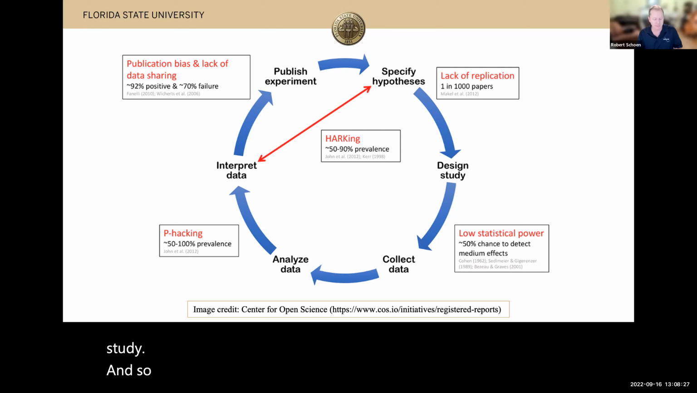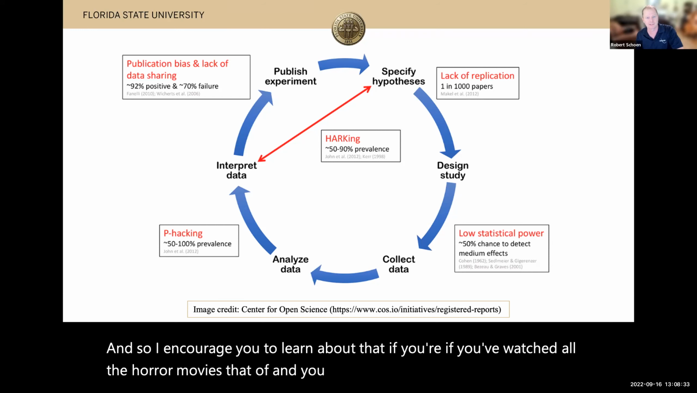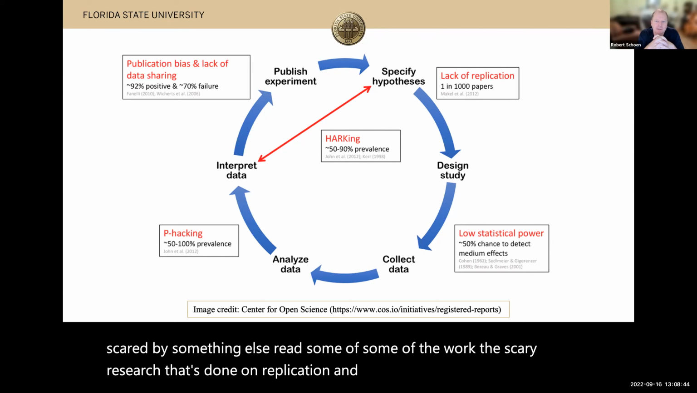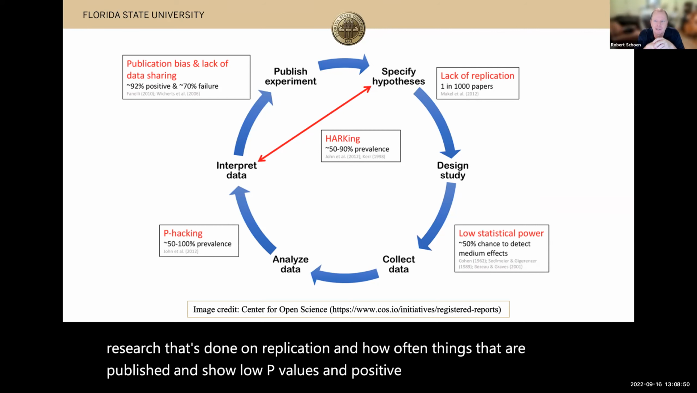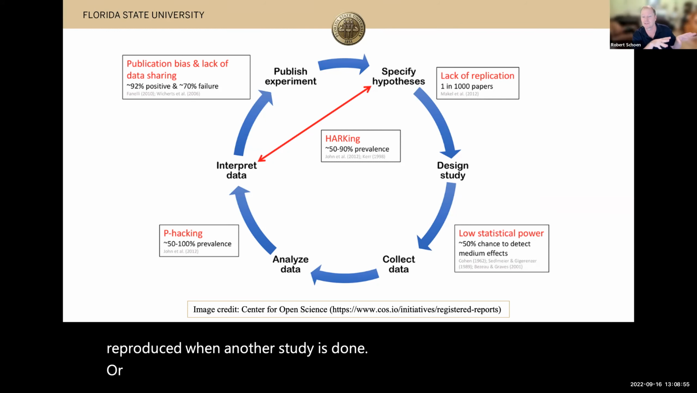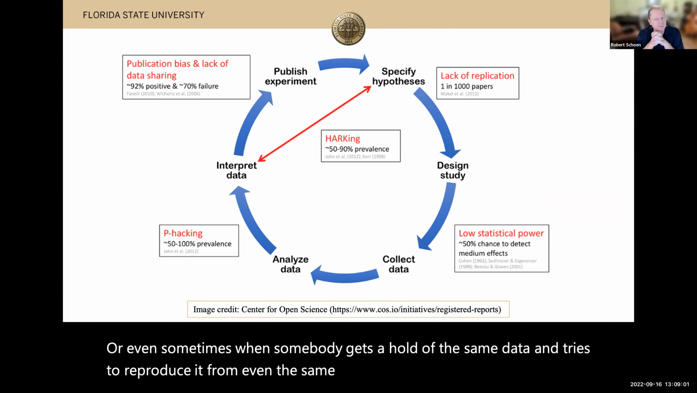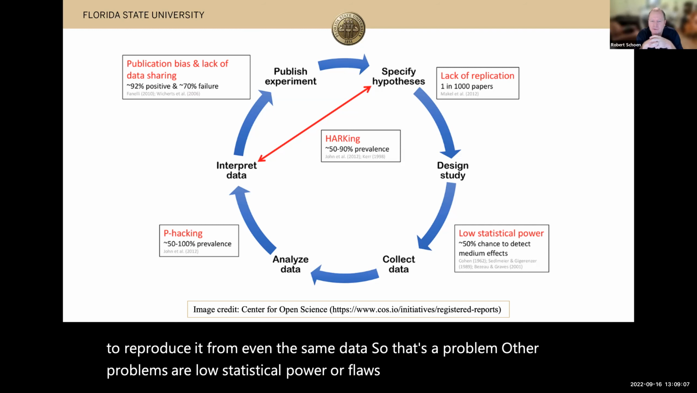So I encourage you to learn about that if you've watched all the horror movies that you know of and you want to get really disturbed and scared by something else. Read some of the scary research that's done on replication, and how often things that are published and show low p-values and positive effects do not get reproduced when another study is done, or even sometimes when somebody gets a hold of the same data and tries to reproduce it from even the same data. So that's a problem. Other problems are low statistical power or flaws in the design in general.